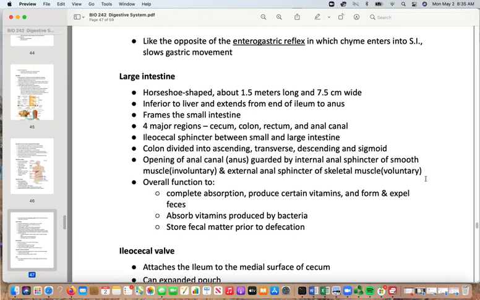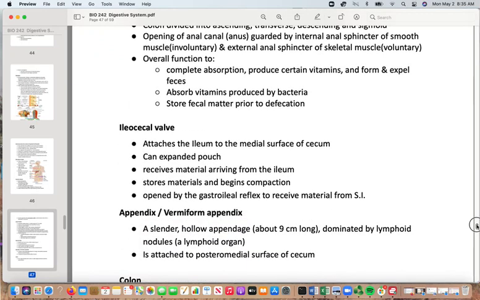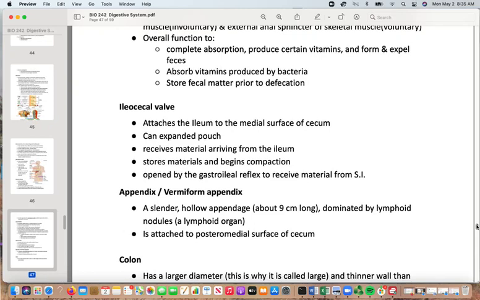So what the colon in the large intestine is going to do is help to finish up absorption. You're going to produce certain vitamins and minerals. A lot of that's done by bacteria. And then you form and expel the feces. So you do have to absorb those vitamins and minerals that are produced by the bacteria. And then it's a place to store fecal matter prior to defecation. That's an important thing for us to function with our lives the way we do. If you couldn't hold that, if it just dropped out every 2 or 3 minutes, it would get quite messy.